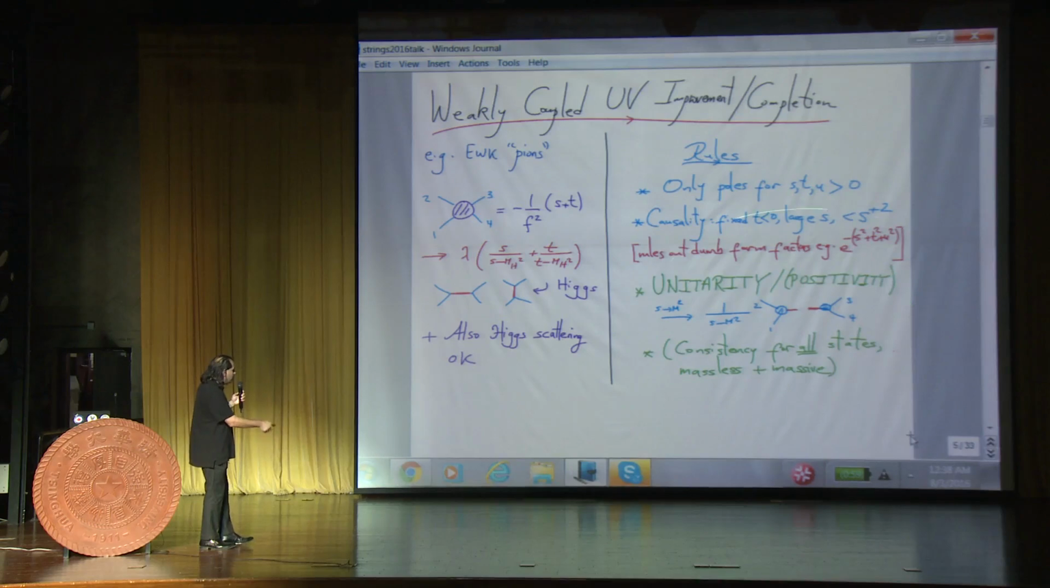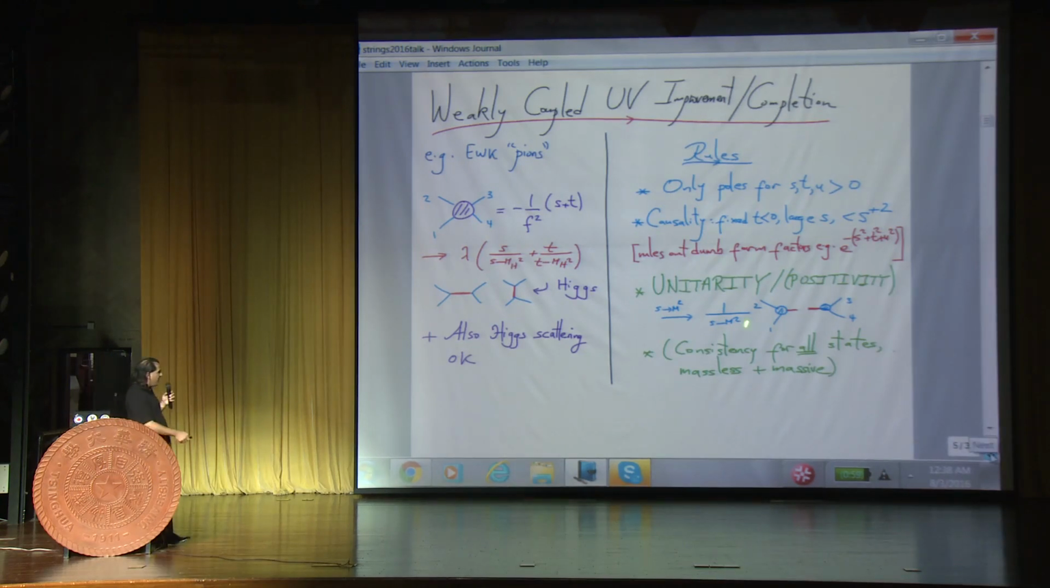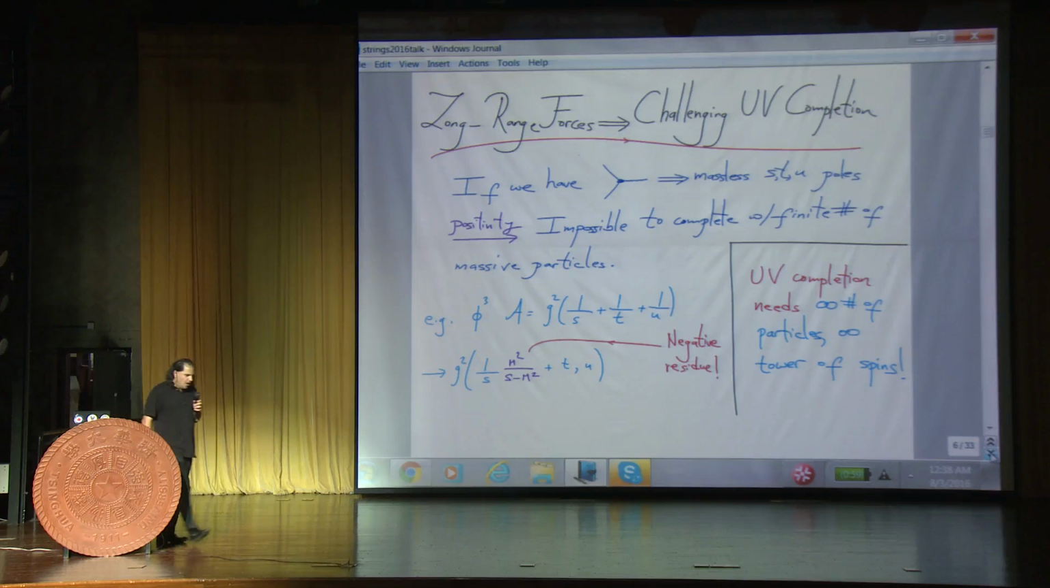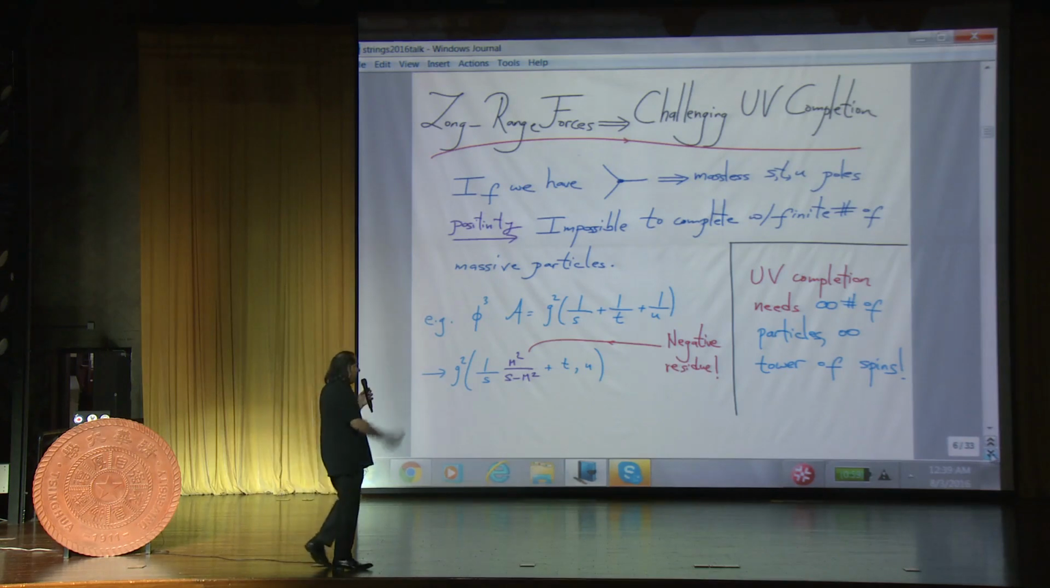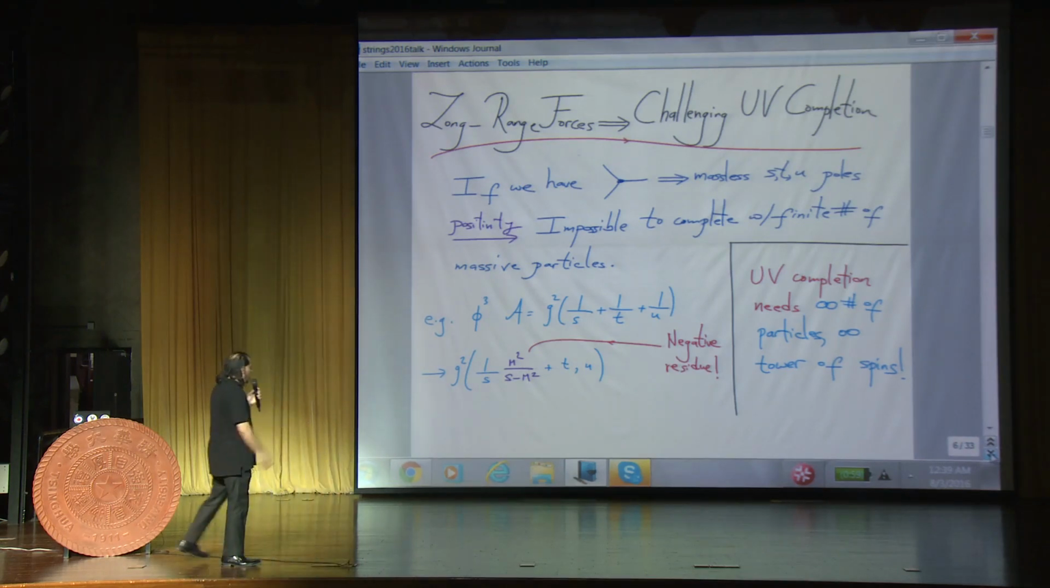And the most important part of our story is going to be unitarity, that on these poles we have to factorize into the product of three particle amplitudes consistently for all states, both massless and massive. Of course, unitarity turns into a positivity condition very often when the particles are the same on one side and the other, and what we get are the squares of coupling constants.